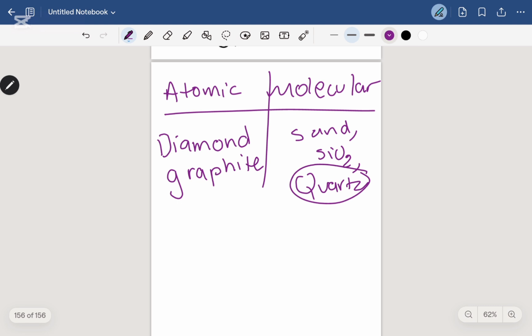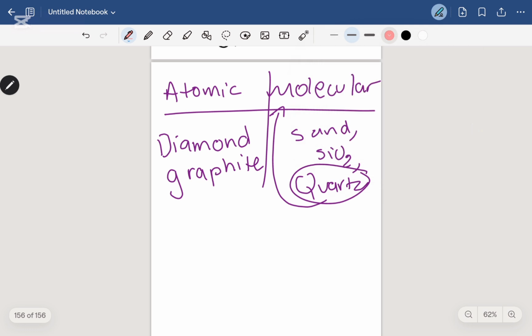Quartz, like if some of you guys play Minecraft, okay, it's like especially when you're building a house. I remember when I used to play Minecraft, I would build a house with quartz. So quartz is a molecular network solid made out of, now we are gonna see what it's made out of.